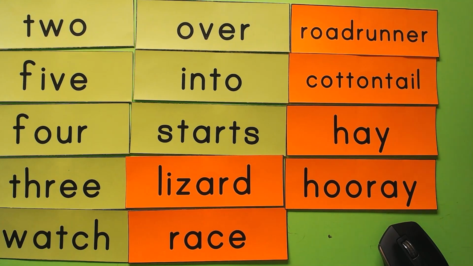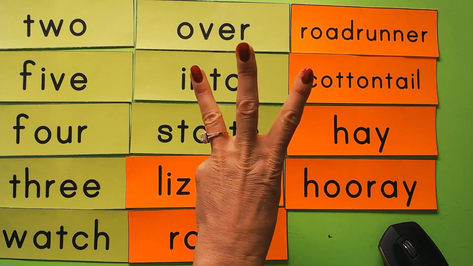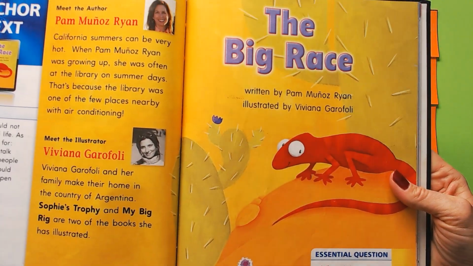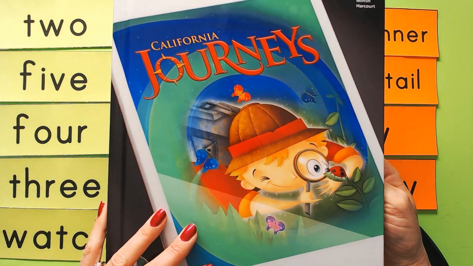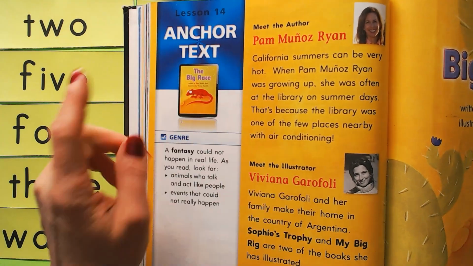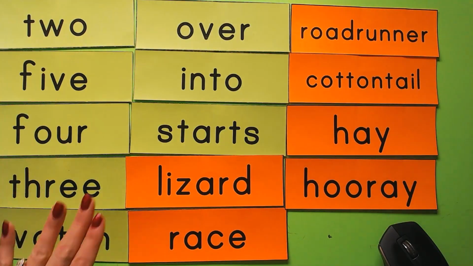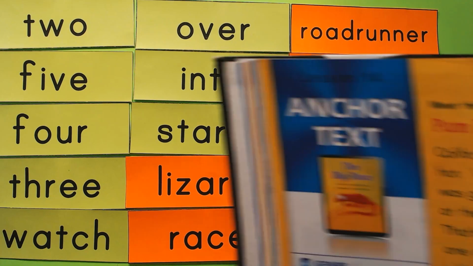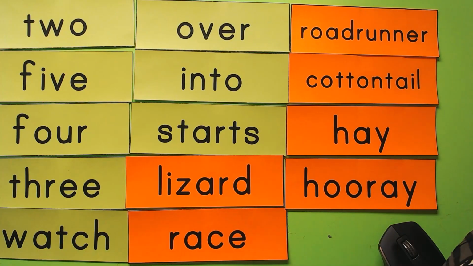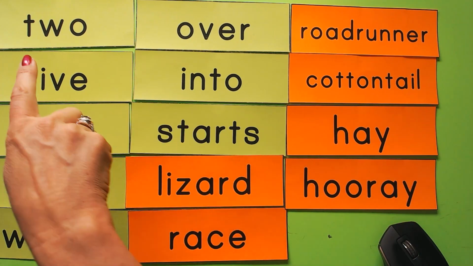Hello, boys and girls. We're going to be doing our third read of The Big Race. This is in our Grade 1 California Journeys Unit 3 textbook, and this is Lesson 14. We're going to read the words quickly, then read the story, and then do our comprehension questions. Let's get started. Let's see how much you remember.